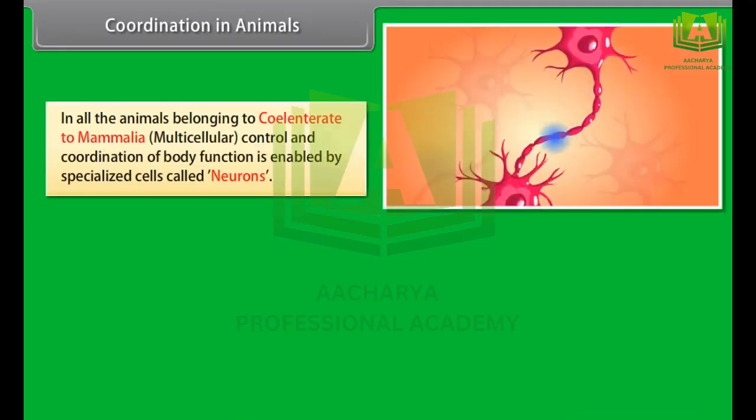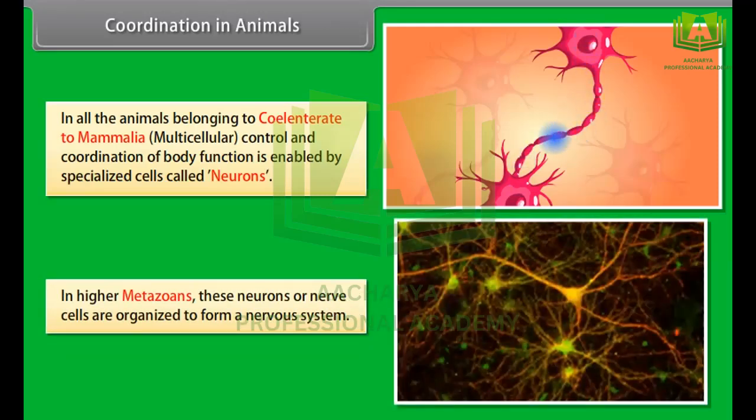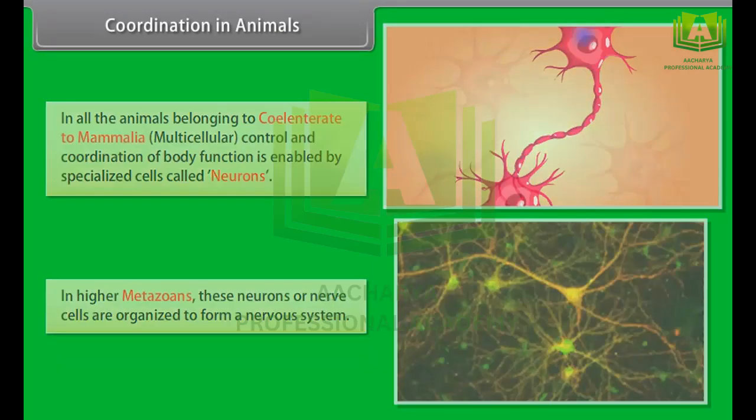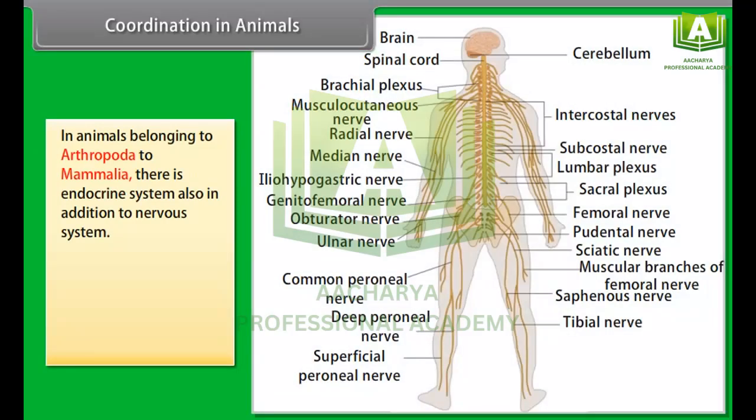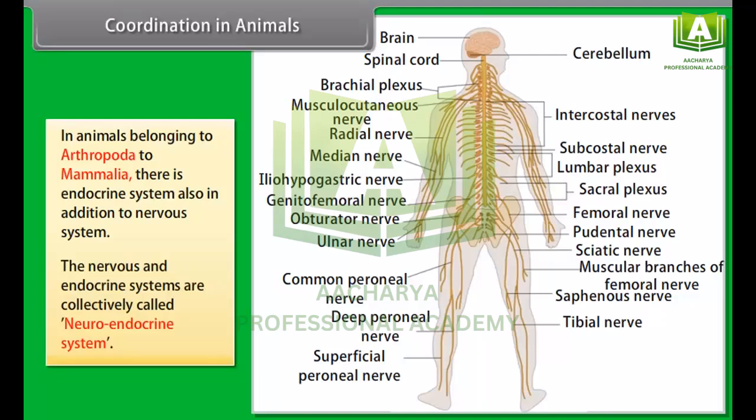In all the animals belonging to Coelenterata to Mammalia, multicellular control and coordination of body function is enabled by specialized cells called neurons. In higher metazoans, these neurons or nerve cells are organized to form a nervous system. In animals belonging to Arthropoda to Mammalia, there is an endocrine system also, in addition to the nervous system. The nervous and endocrine systems are collectively called the neuroendocrine system.